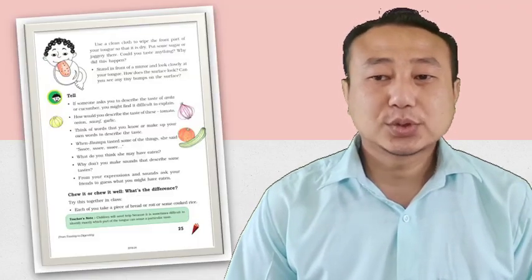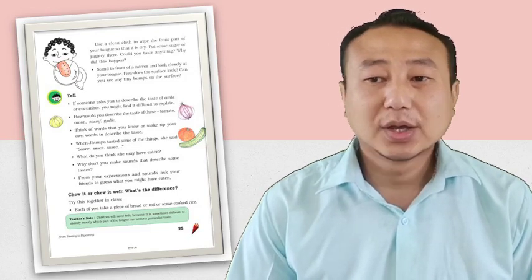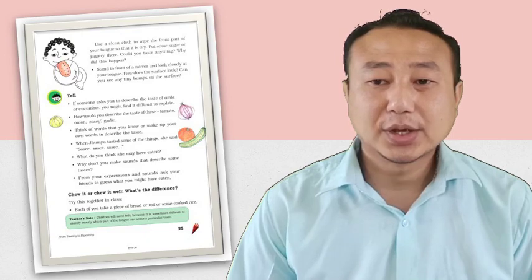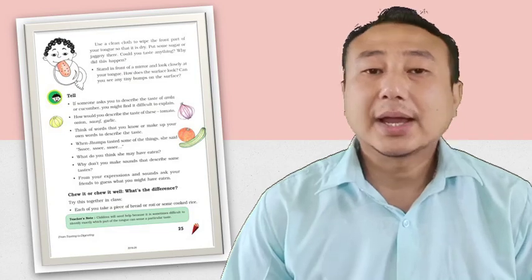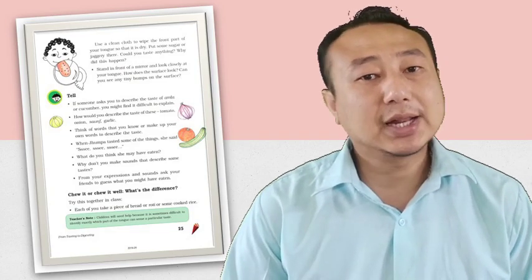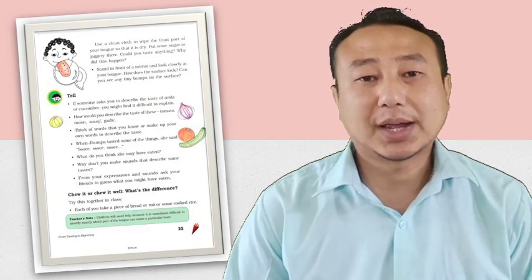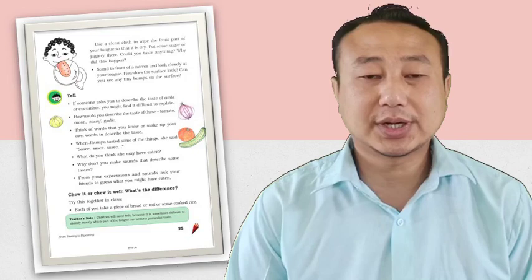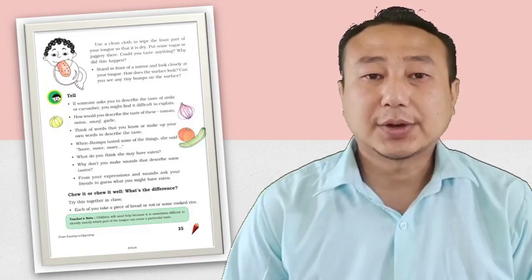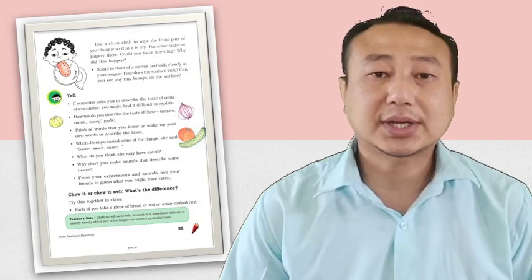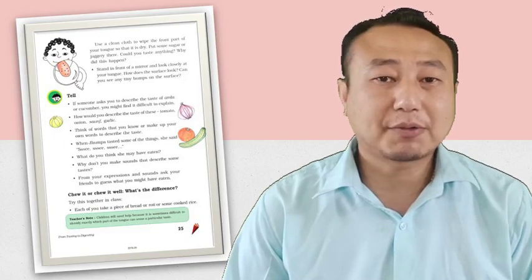Use a clean cloth to wipe the front part of your tongue so that it is dry. Put some sugar or jaggery there. Could you taste anything? Why did this happen? Inside our mouth there is a production of a liquid called saliva. The saliva contains an enzyme which digests the carbohydrates present in the food, converting it into sugar. Because of that reason, whenever we eat any food item containing carbohydrate, and if we chew it properly, we feel a sweet taste of the food.